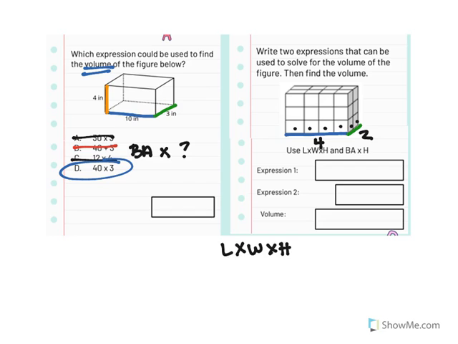And I know height is from top to bottom. We have 1, 2, 3 cubic units along the height. So when I take length times width times height, we have 4 times 2 times 3. That's our first expression that we're going to write in the first box.